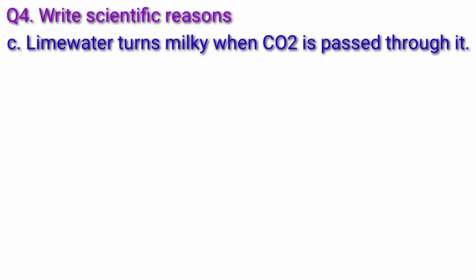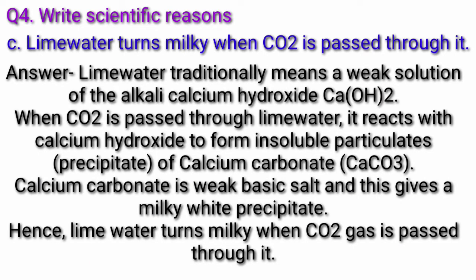Question C. Lime water turns milky when CO2 is passed through it. Answer. Lime water traditionally means a weak solution of the alkali calcium hydroxide, Ca(OH)2. When CO2 is passed through lime water, it reacts with calcium hydroxide to form insoluble particulates of calcium carbonate, CaCO3. Calcium carbonate is a weak basic salt and this gives a milky white precipitate. Hence, lime water turns milky when CO2 gas is passed through it.